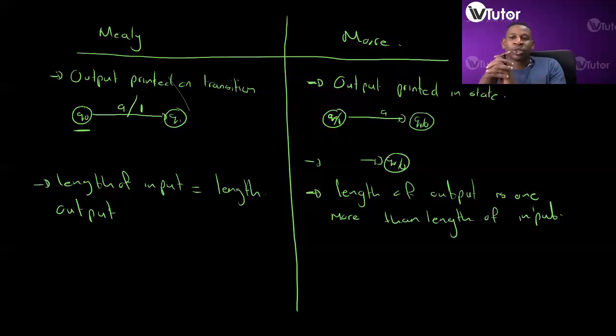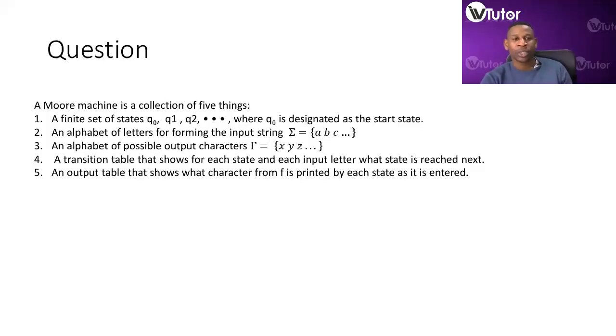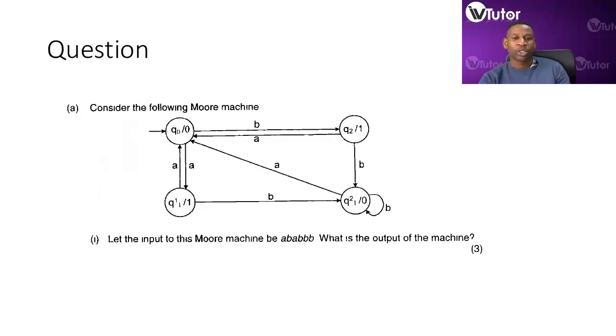We're going to look at how they interact later on. But first, let's look at the following. We have a Moore machine with a finite set of states, an input string, output characters, a transition table that shows for each input which state is reached next, and then an output table. If we're given this Moore machine, what is the output of the machine?